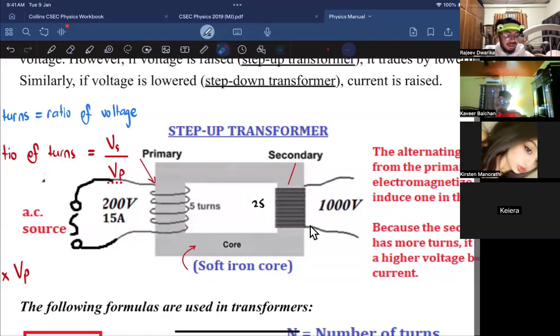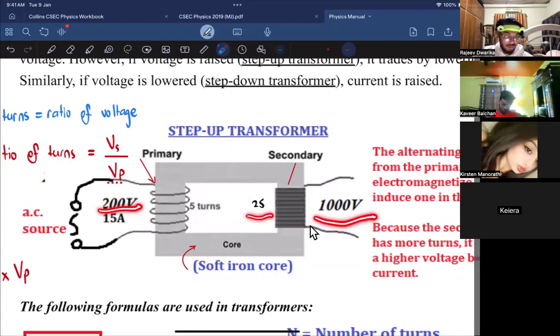So look at this, Kira. How much did the voltage increase by? A factor of how much? Like what do you have to multiply 200 by to get 1,000? 5. So what I'm saying is that relationship also applies to the number of turns. If you're getting 5 times more voltage, that means you have to put 5 times more turns. Does that make sense? Yeah.